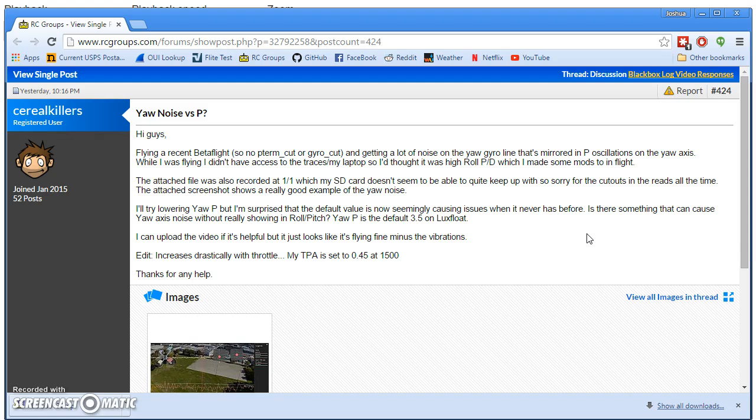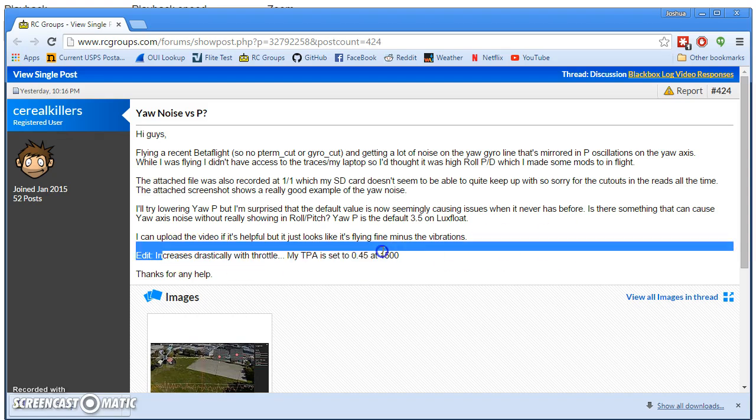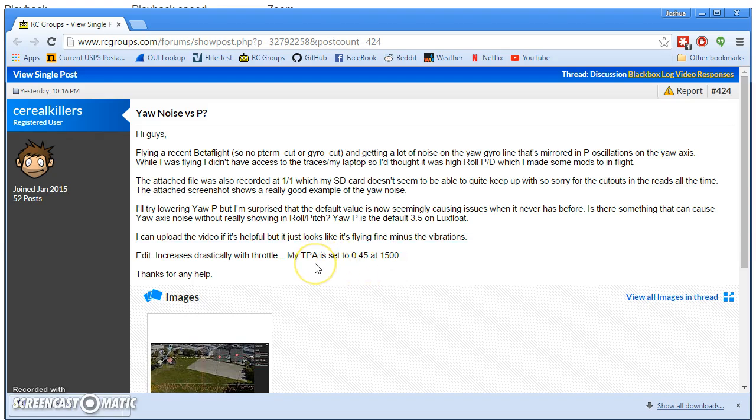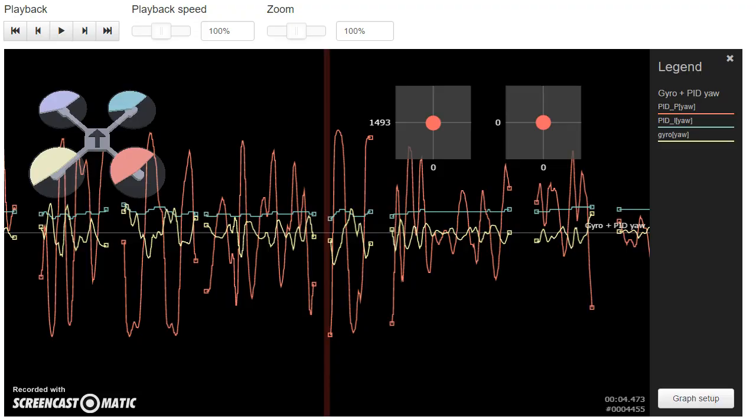And who knows. So if the blackbox and the flight characteristics are clearly telling you that P needs to go down, don't let the fact that normally you have P higher or that other people have P higher really throw you off. Lower it until blackbox or the flight characteristics tell you that you've gone too far. Especially if you've got a case here where it increases drastically with throttle. That certainly feels like excessive P term, or P gain, rather.